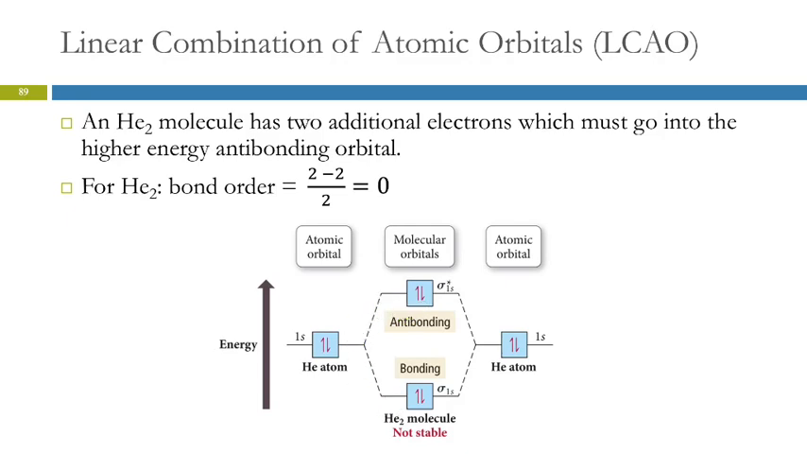When we calculate the bond order, we have 2 electrons in the bonding orbital minus 2 electrons in the anti-bonding orbital divided by 2, and that equals 0. The 0 bond order tells us this bond is not going to form. And it doesn't. There is no He2 molecule. You can't get it to happen. Any questions?